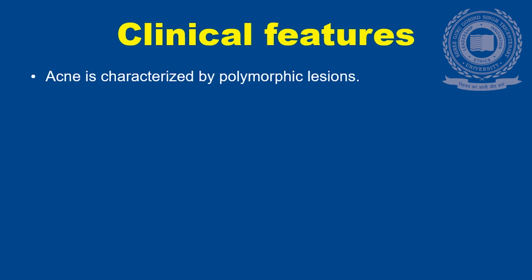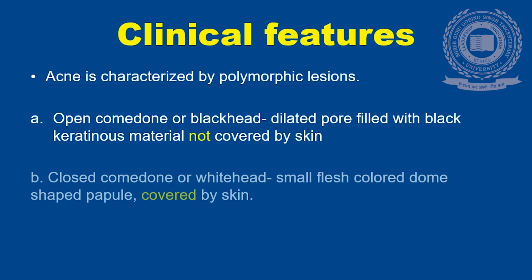Coming to the clinical features of acne. Acne is characterized by polymorphic lesions. What that means is, in a single patient, they may all have the comedones, the papules, the pustules and the scarring. As we have seen, the open comedone or the blackhead is a dilated pore which is filled with the black keratin material but is not covered by skin. The closed comedone or the whitehead is a small colored dome-shaped papule which is covered by skin.